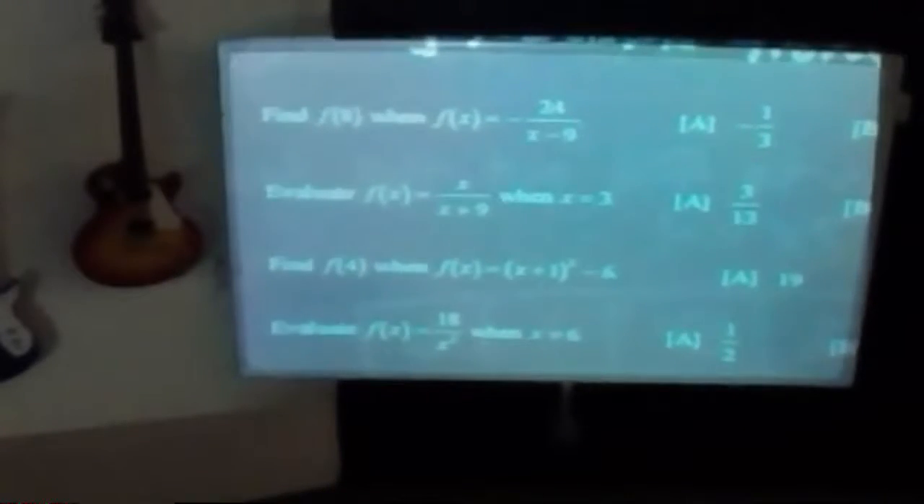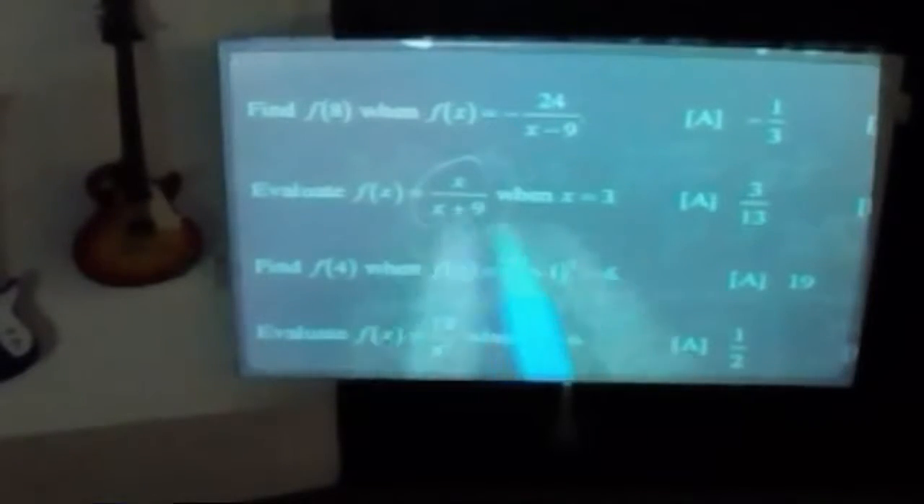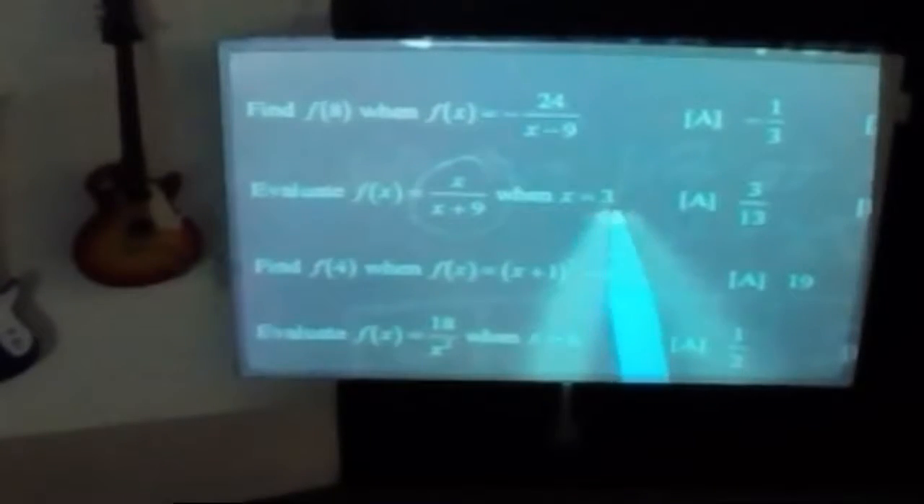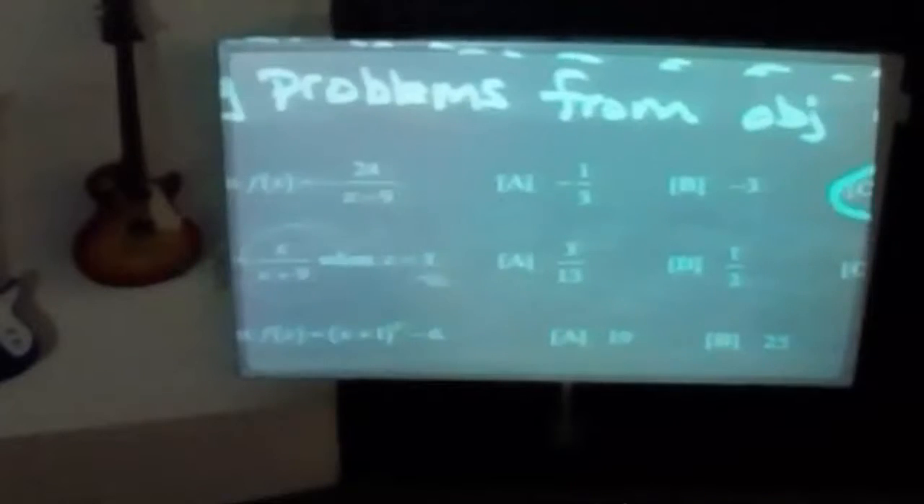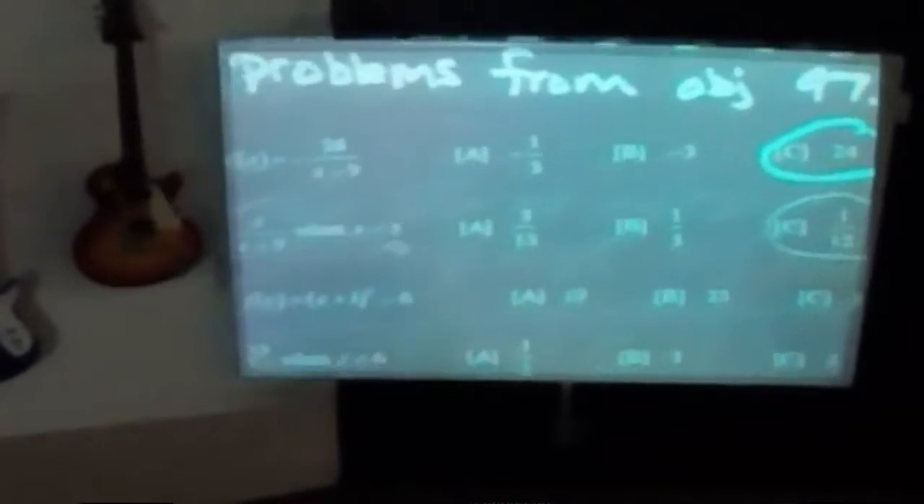Item number 2. What's f of x? X over x plus 9. We want to calculate the value when x is 3. This is the same as 3 over 3 plus 9. So that'd be a quarter. Well, yeah, 1 over 12, or 3 over 12, which is 1 quarter. That's what I mean.